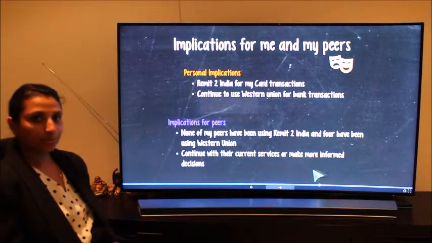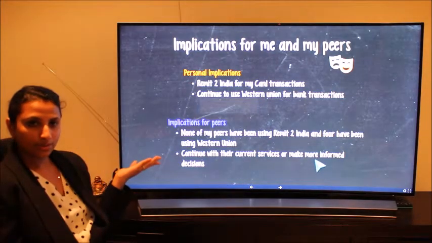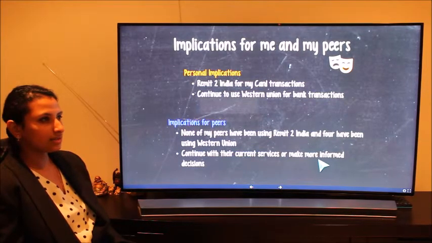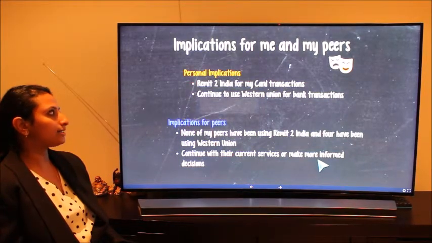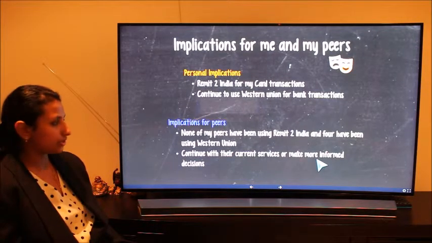So what this means for me and my peers. Personally, I have been using Western Union for the past few years, and I might consider using Remit to India for my card-based transactions, but will continue to use Western Union for my cash-based transactions.